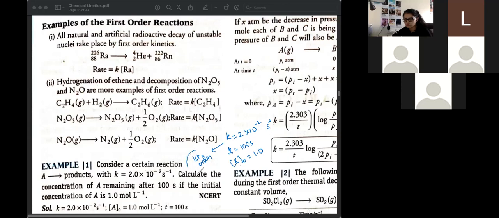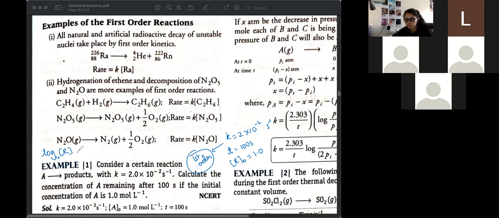So for a first order reaction we use log R, because calculators, and even log tables, generally use logarithm to the base 10. So use log R only. Will be 2.303 upon time, which is 100, upon time, sorry. So 2.303.